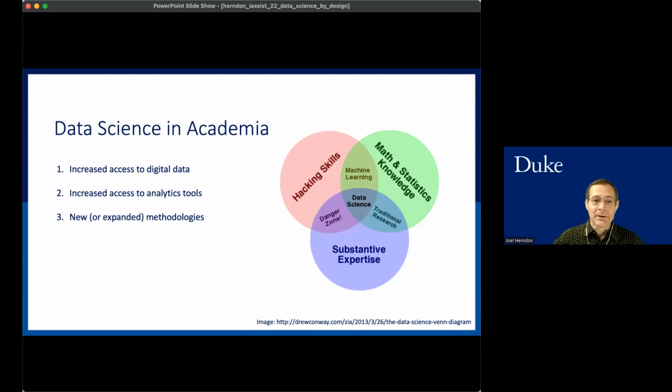All of these are really amenable to large-scale research using computational tools and open new avenues of exploration. At the same time, I think a second thing that we've seen that's really changed the data science space is that there's just been a sharp increase in analytics tools over the last 10 years as well.